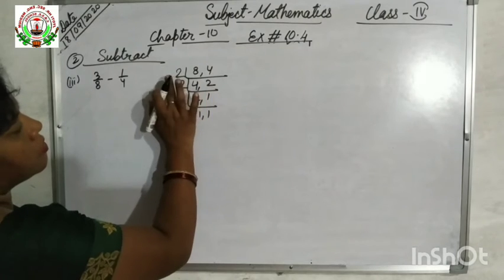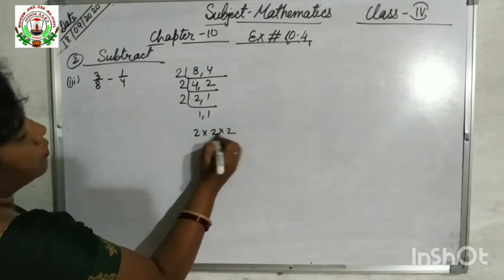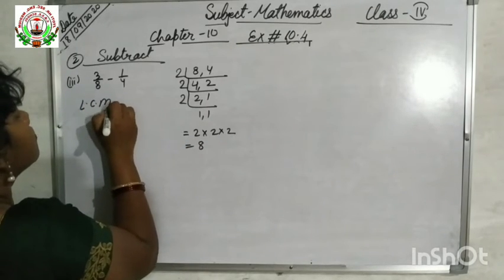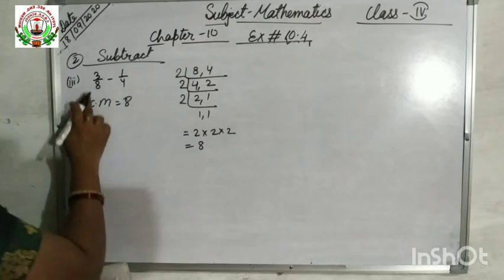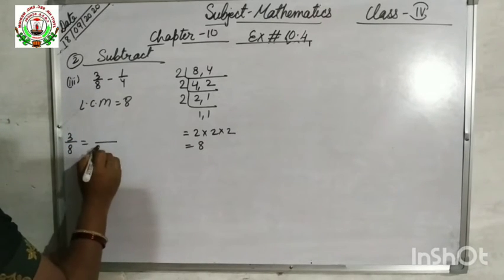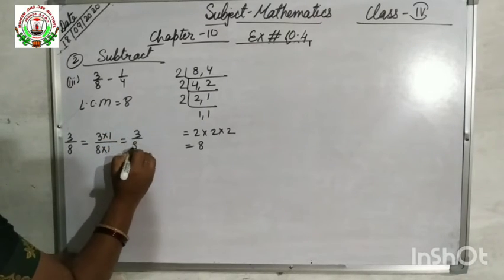If both the number is divisible by that number you will take only, okay? 2 2 ja 4, 4 2 ja 8. So LCM is 8. Now we will make it 8. 3 by 8 is already 8 is here. So you will multiply it by 1. 3 1 ja 3, 8 1 ja 8.